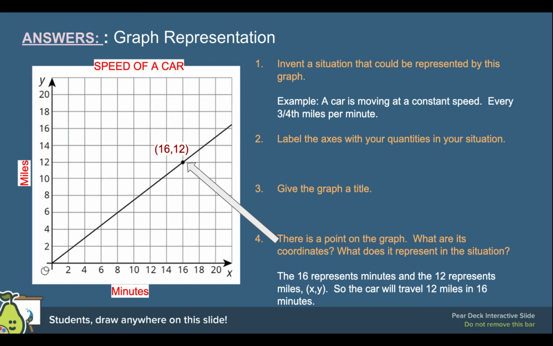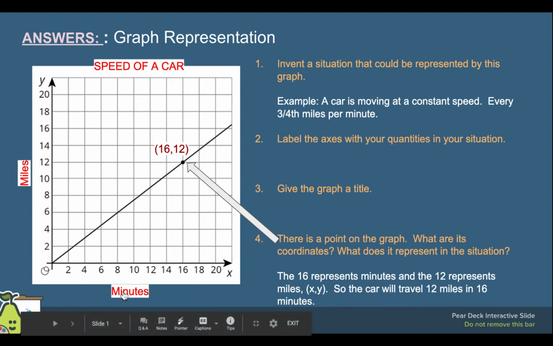So the first part says invent a situation, and I chose dealing with cars, in particular race cars. The next part says to label the axes with quantities in your situation. So in this case, my x-axis dealt with minutes, and my y-axis dealt with miles, because how many minutes I go depends on how many miles I'm going to travel.